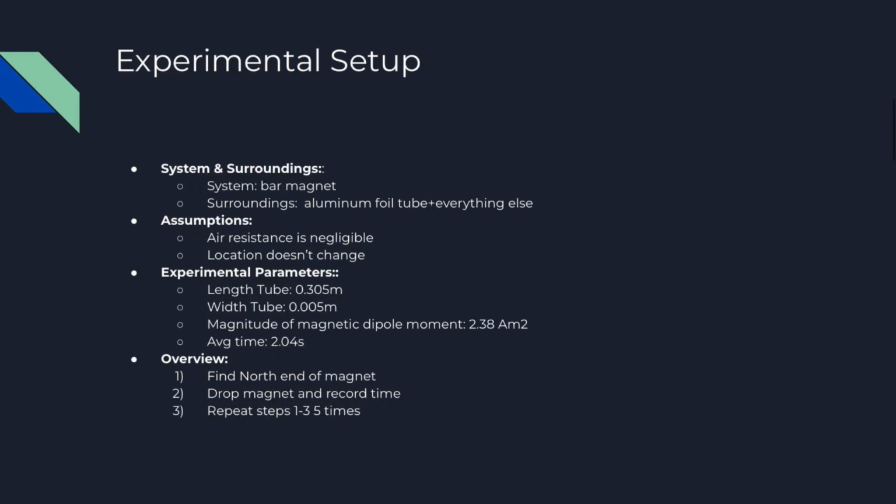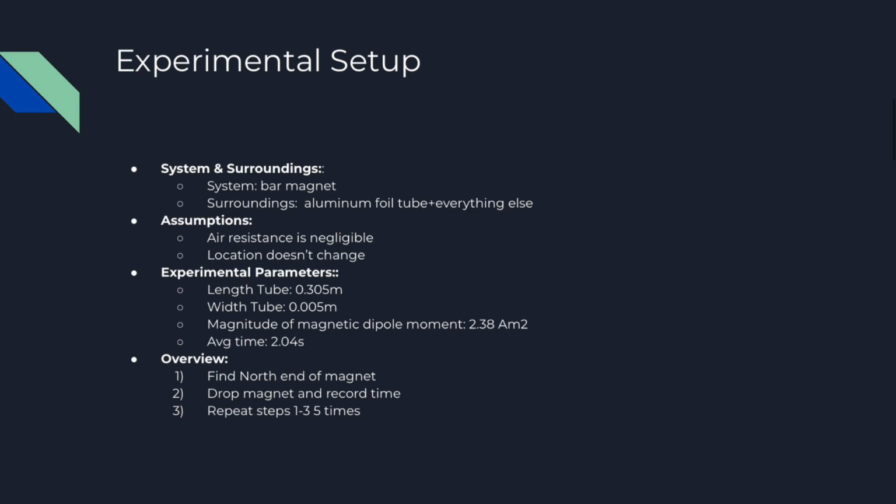In our experiment, the system was the bar magnet and the surroundings were the aluminum foil and everything else. For our assumptions, we said that air resistance was negligible and the location of the magnet doesn't change. For the experimental parameters, the length of our tube was 0.305 meters, the width was 0.005 meters, and the magnitude of the magnetic dipole moment was 2.38 A·m², and the average time was 2.04 seconds.